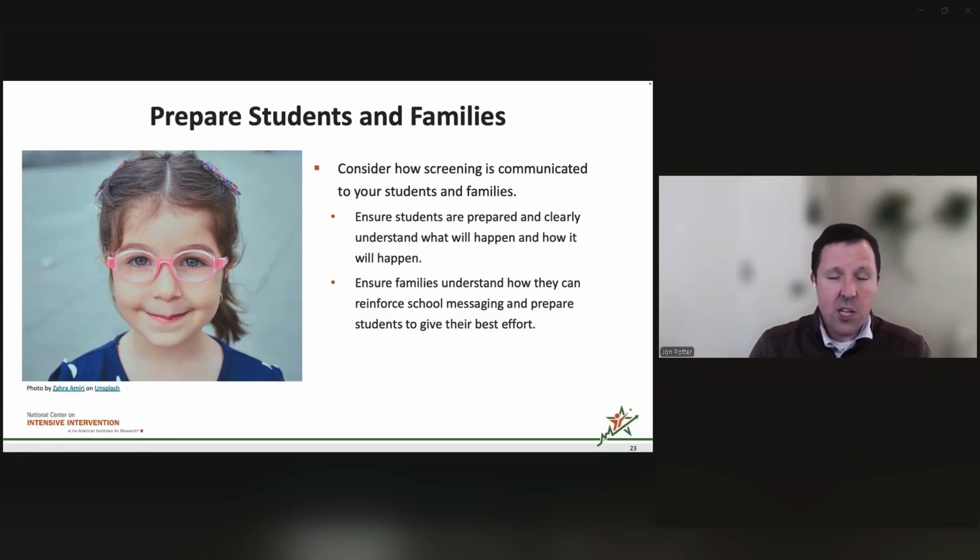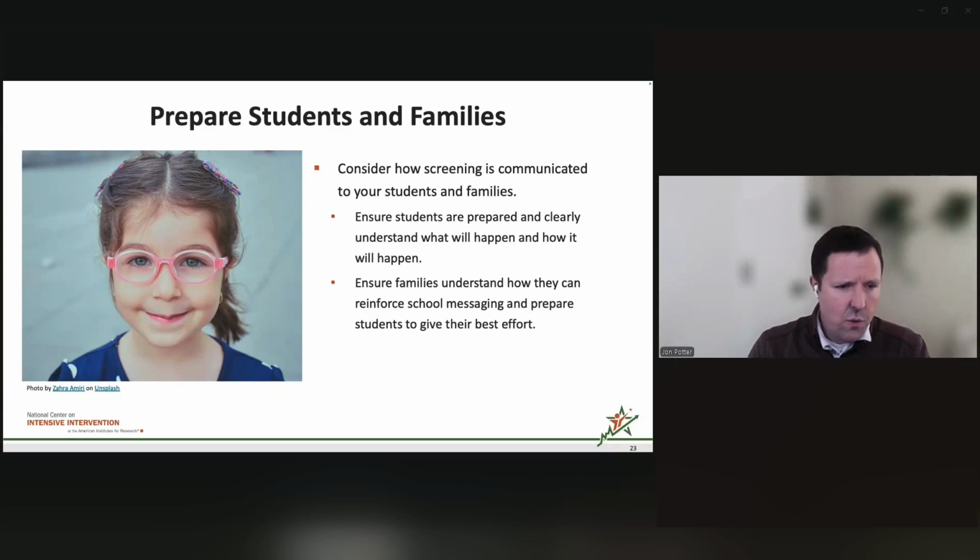All right. So those are all the before testing things, right? We talked about who's going to test. We talked about making sure that we're providing training and support to those testers. We talked about just some of the logistics during testing and then how we prepare students and families for that testing. So I want to shift gears now and talk a little bit about what are some of the things that we want to make sure we're doing during and after the testing to make sure we've got accurate data, right?